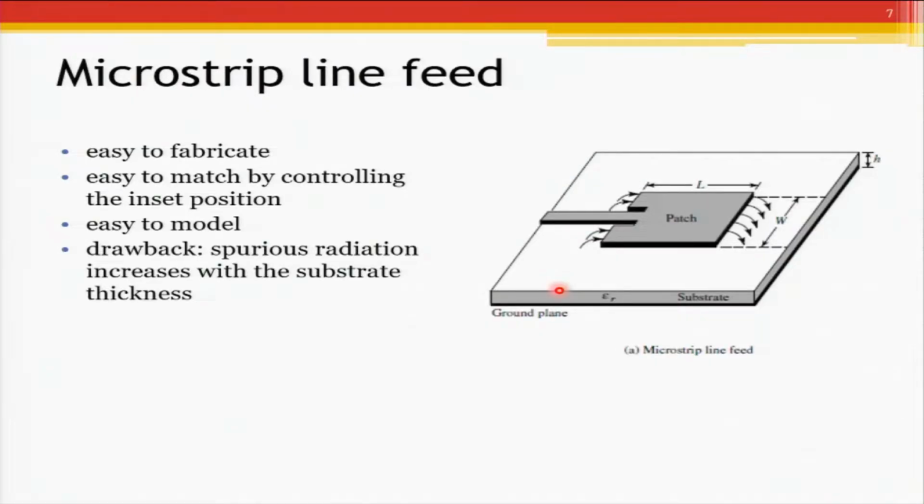So it's easy to match by controlling the inset position. So what is the inset position? Inset position is measured from the edge here to this point. And when I said match, I think everyone should know by now what the match term means. It means that you want to match the impedance of the antenna to the feed. Okay, so we can adjust the matching by adjusting the inset position.